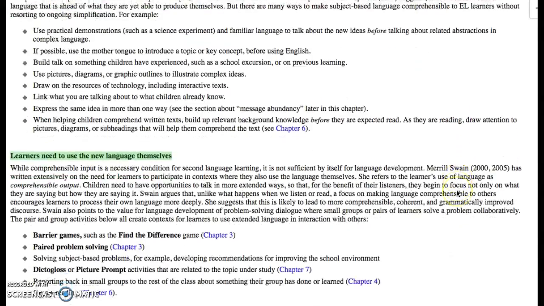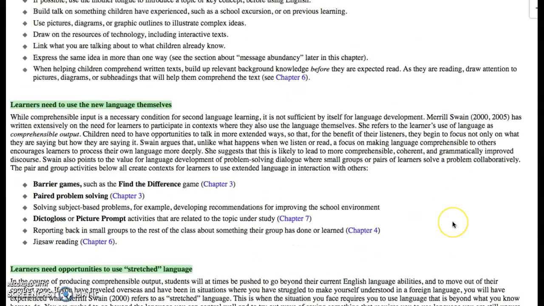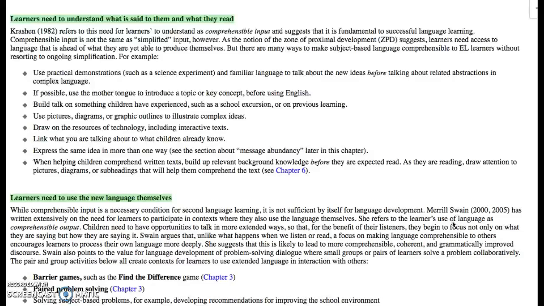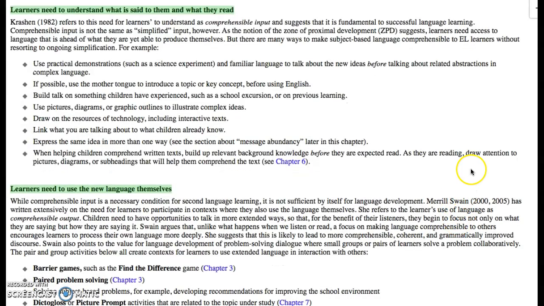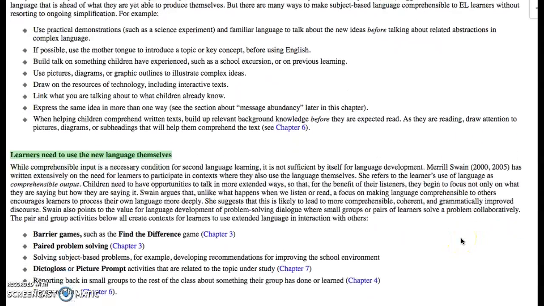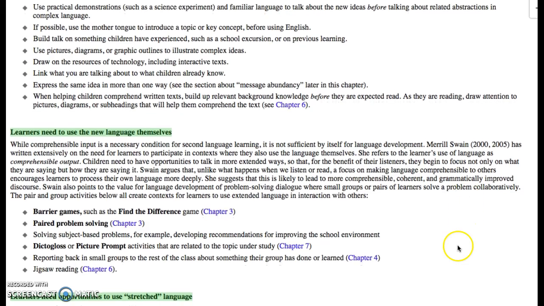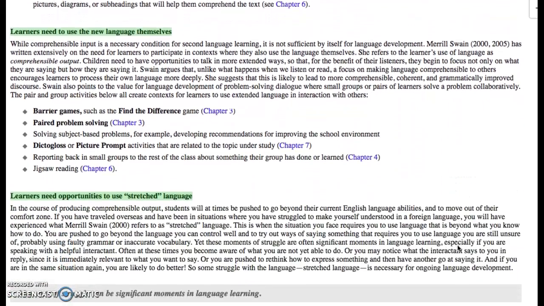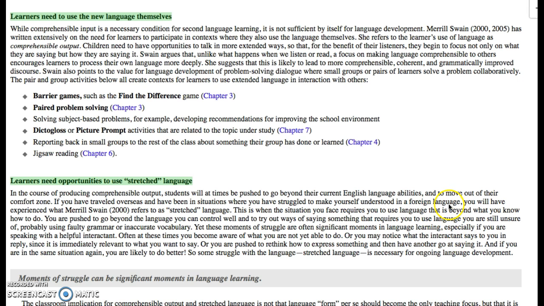As teachers, we need to make sure that we are offering multiple ways of explaining things, and we don't rush through explaining things so that our English learners aren't lost and confused during discussion and in class time. Moreover, learners need to use the new language themselves.